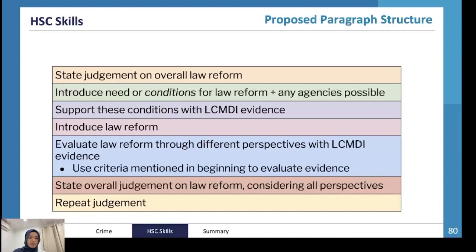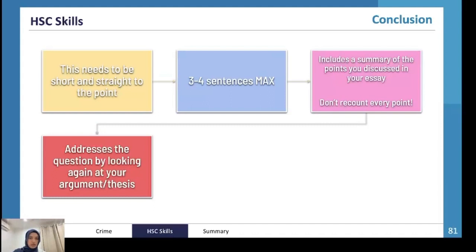All right, then moving on to the conclusion. So this needs to be short and straight to the point. So 3 to 4 sentences max. You're not going to introduce any new points in your conclusion. You're just summarizing your existing points that you've made throughout your essay. So it is basically a summary of the points you've discussed. Do not recount every point. There's no need. And basically make sure that you're addressing the question by looking again at what your thesis is, what your argument is, and what you've done to be able to answer the question, and what your final judgment is for the question.